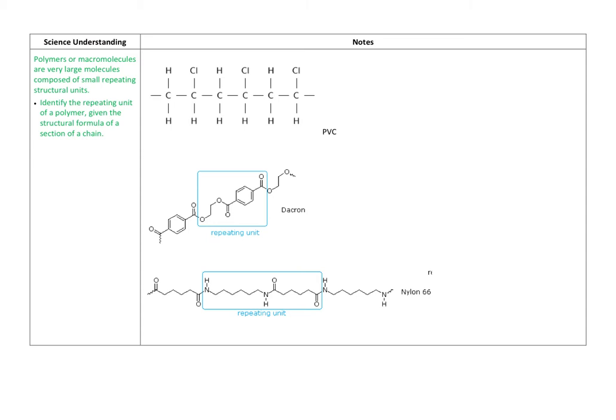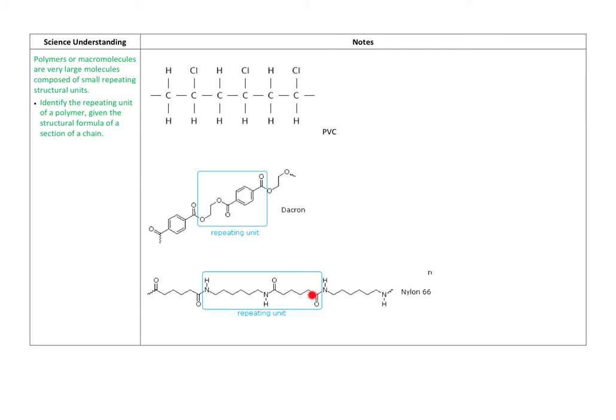Okay, so if you weren't already aware, polymers is another word for plastic. So all these things we're talking about are plastics, and there's a huge amount of plastics in our lives that we use every day, and they're all polymers. So the first thing we need to be able to do is identify the repeating unit of a polymer given the structural formula of a section of the chain.